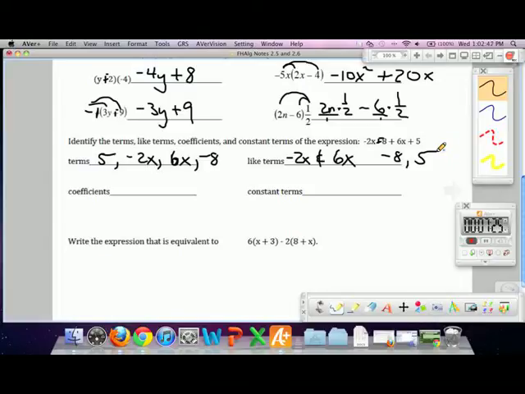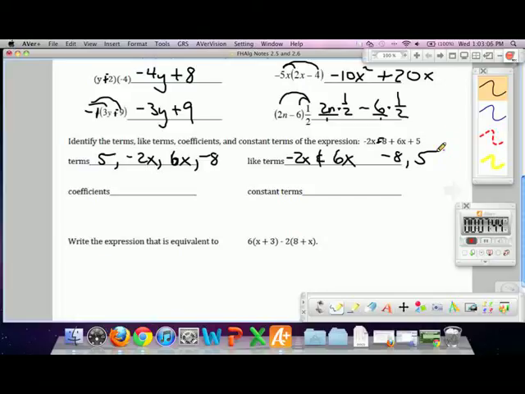Okay, so like terms have the exact same variables with the exact same exponents. In this case, negative 2x and 6x. Or if there's no variables, then they're like terms automatically. These two terms are similar but different, and it's a very important difference.